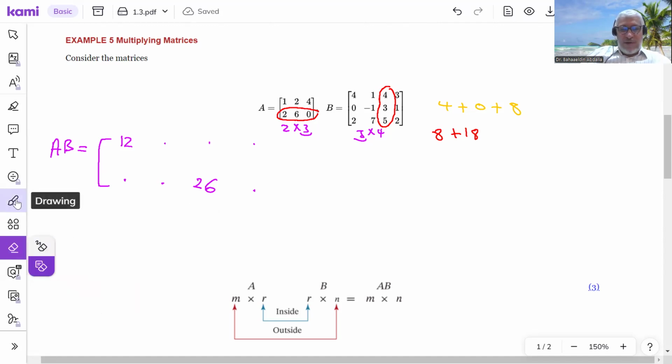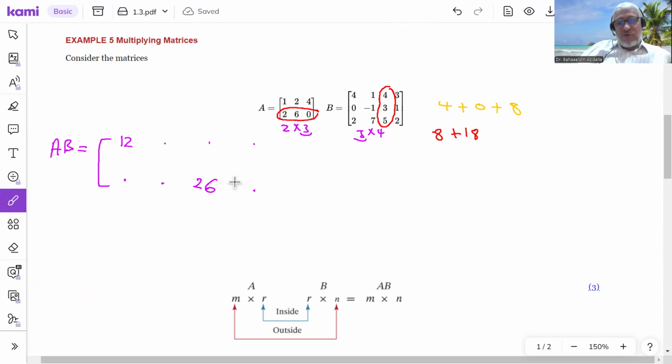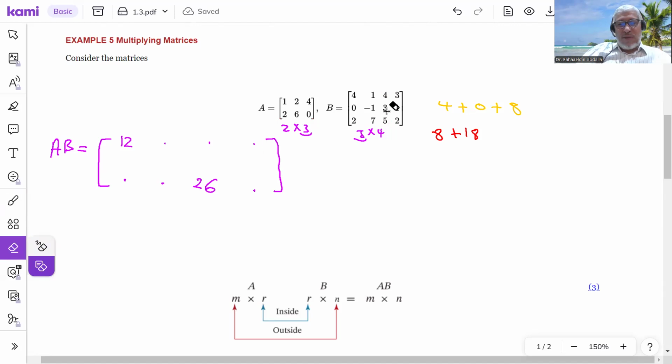I hope you got the idea. But here, I don't want to find a specific number. I need to find all of AB. So how would I do it? I will multiply the first row in A by all the columns of B, one by one. And this will give me the first row in AB. So 1, 2, 4 times 4, 0, 2, I got 12. Now let us multiply 1, 2, 4 by 1, negative 1, 7.